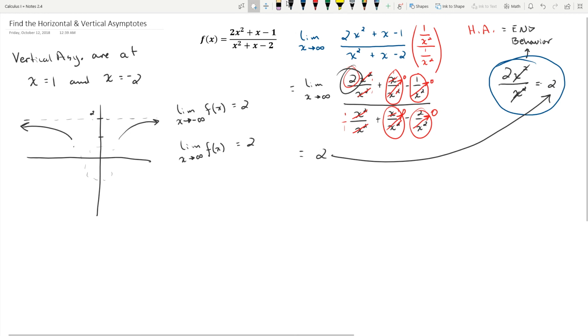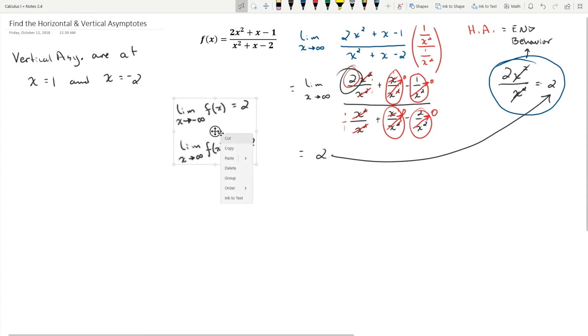So we found the vertical asymptotes at x equals 1 and x equals -2. And we would say that our horizontal asymptote as an equation is y equals 2.